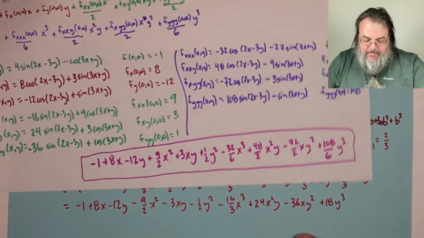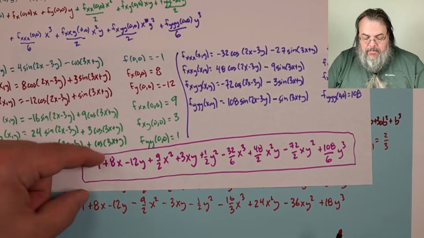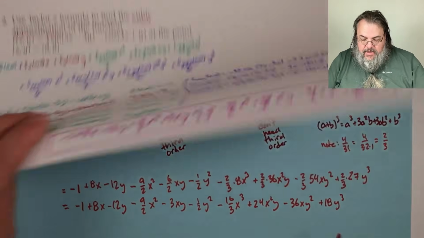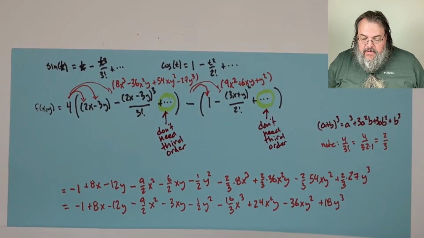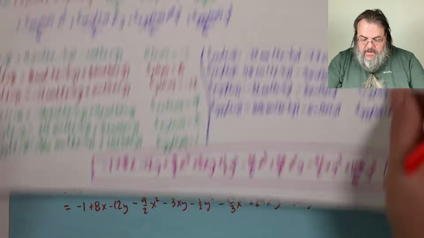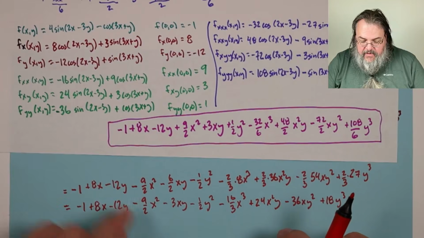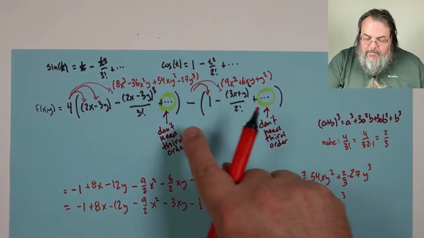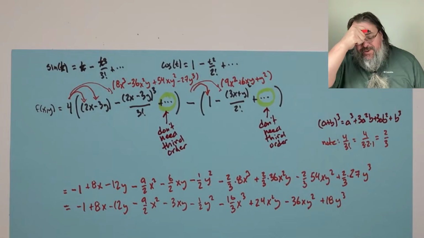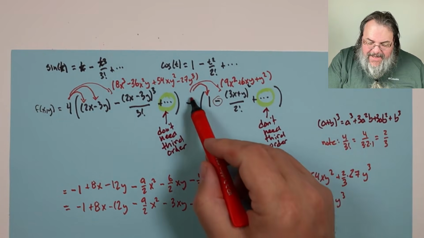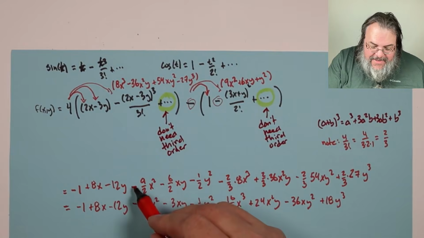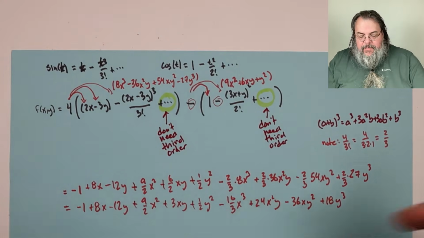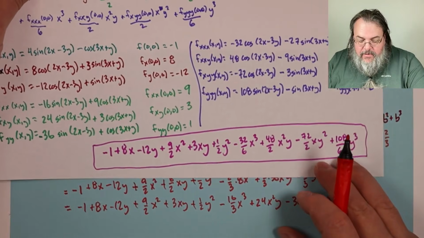We had minus 1 plus 8x minus 12y plus, shoot. Okay, where did I mess up here? I have my signs wrong for some reason. Where did I... Oh, I forgot to do the minuses. Oh, classic Steve. Okay, those were all pluses there. Okay, sorry about that. That's why you do it twice.